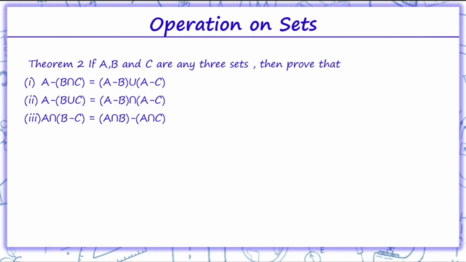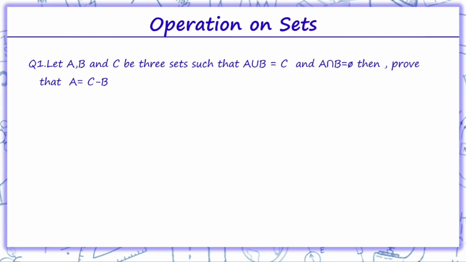Now coming to theorem 2. Theorem 2 says if A, B and C are any three sets, then we have to prove A minus B intersection C equals A minus B union A minus C. This was the first point. The second point states A minus B union C equals A minus B intersection A minus C. And the third point says A intersection B minus C equals A intersection B minus A intersection C. All these things we can prove. The method is the same which we discussed previously.